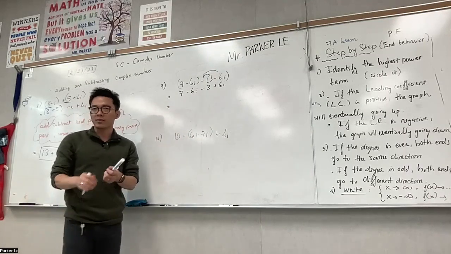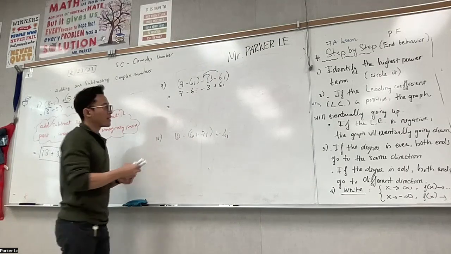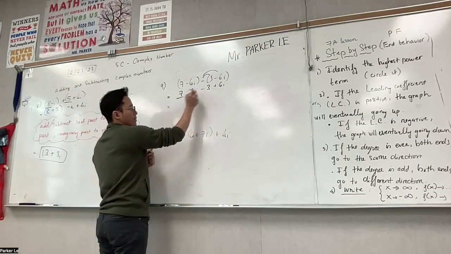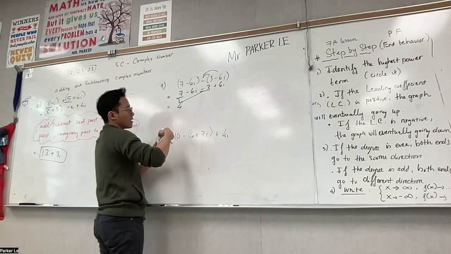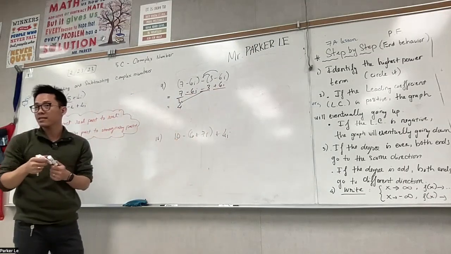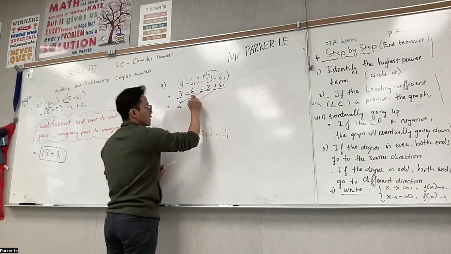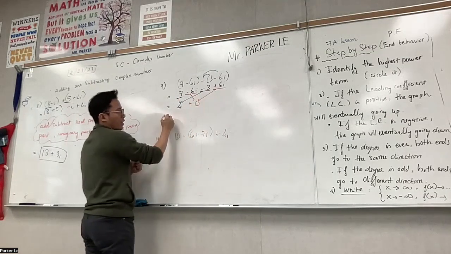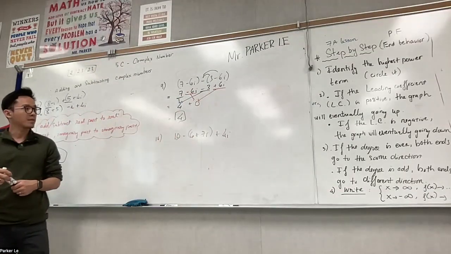Now, what is the real part? Combine like terms. 7 minus 3 is 4. And what is the imaginary part? Negative 6i and plus 6i, which is 0. So we don't really need to write the 0. The answer is 4.